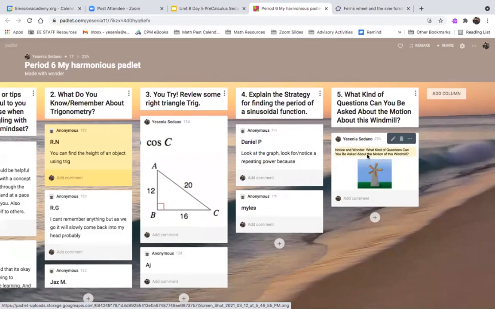Describe the strategy for finding a period.